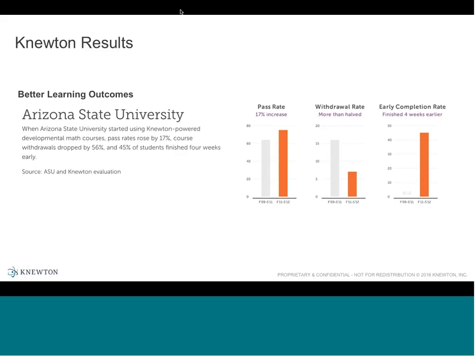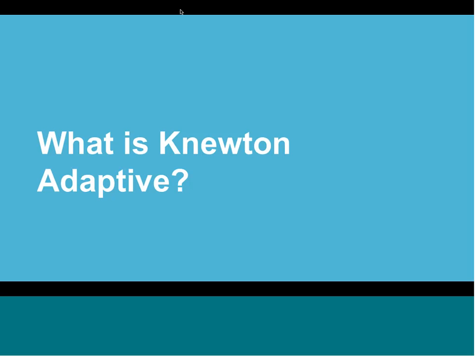When ASU started using Knewton-powered adaptive math readiness course, the pass rates rose by 17%, course withdrawals dropped by 56%, and 45% of students finished 4 weeks early. That translated over 4 years and a $10 million savings because ASU was not losing these students. I would like to share with you also a brief video from ASU on these results.